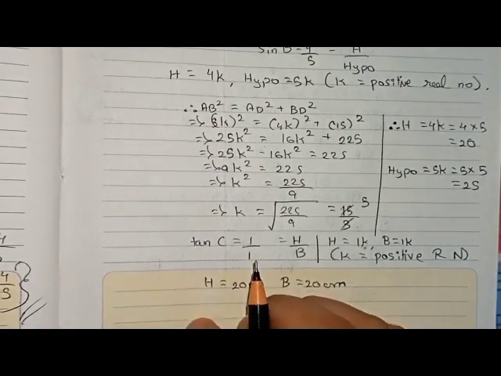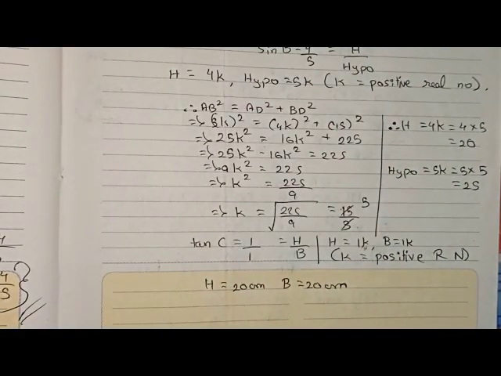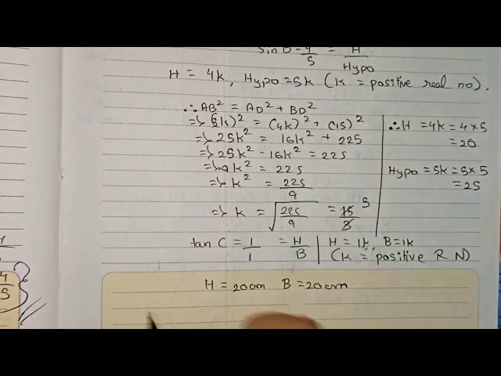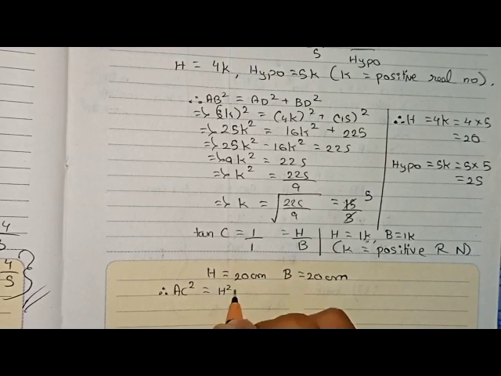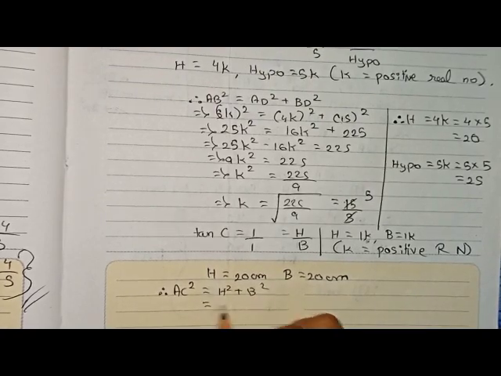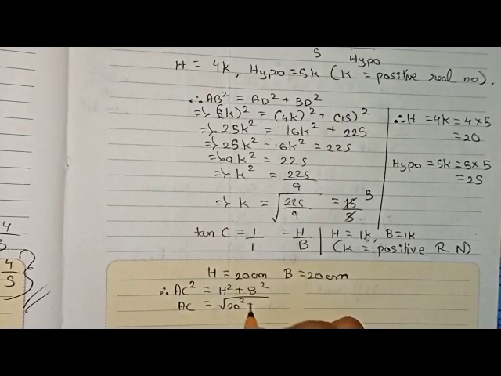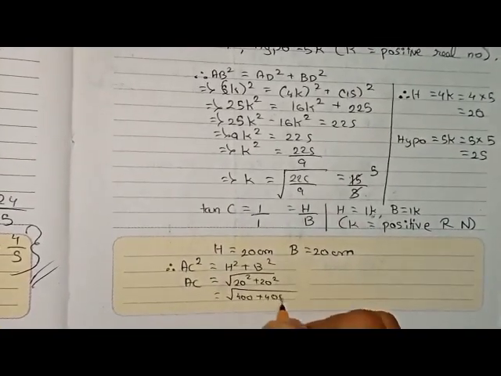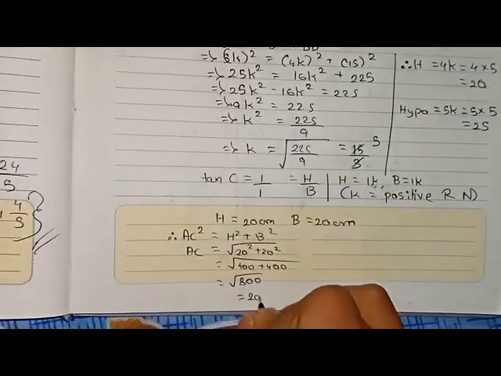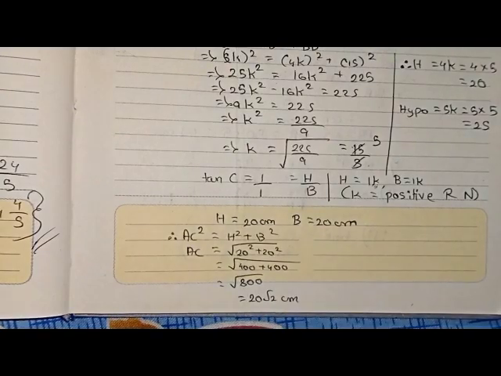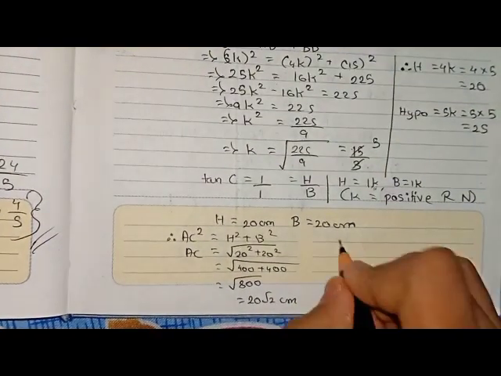And finally we will apply the Pythagoras theorem to find out the value of AC. So therefore AC square is equals to H square plus B square. Directly doing, 20 square plus 20 square is equals to 400 plus 400, root over 800, that will be equals to 20 root 2 centimeter. So I've got the value of AC also.